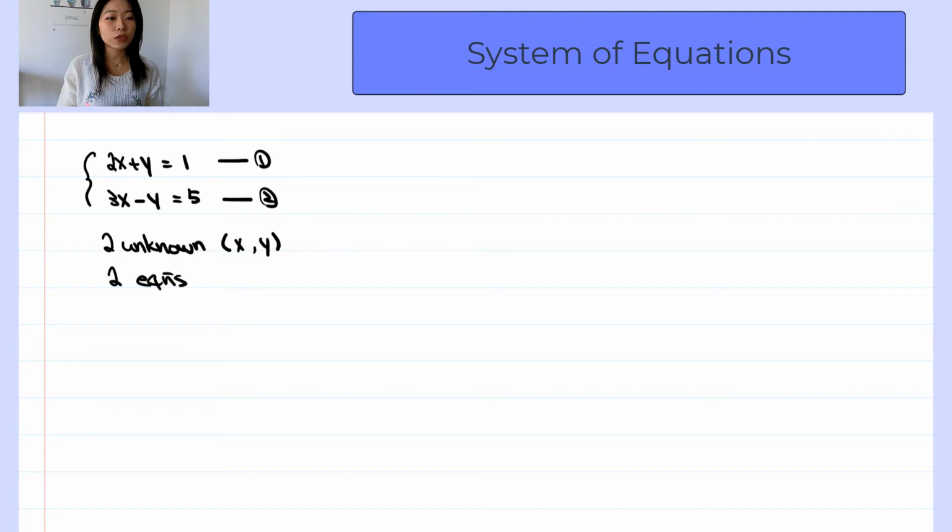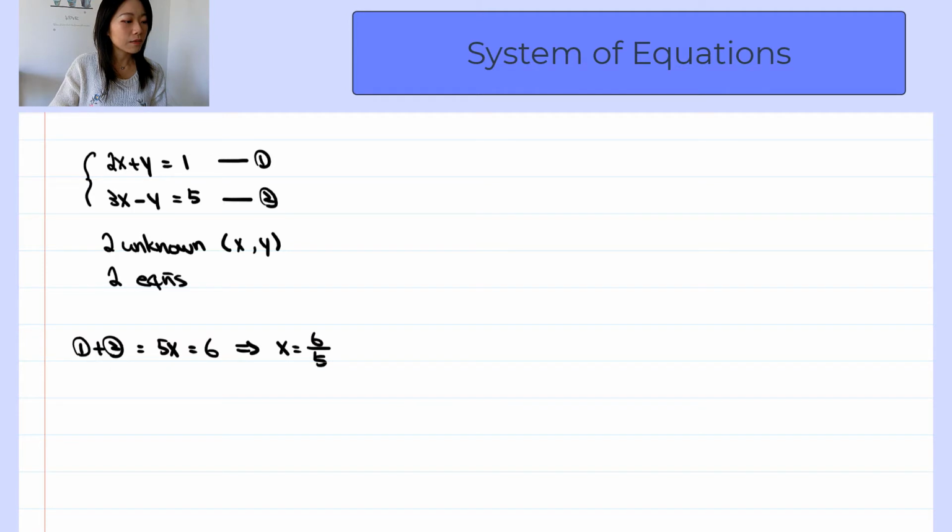Normally, how do you find the solution to this kind of system of equations? We usually use some algebra. For example, here I can use equation 1 plus equation 2. So the plus y and the minus y cancel out. Then I get 5x equals 6, so x is 6 over 5. Then I substitute x into one of the equations, for example, equation 1. Then I can find y.